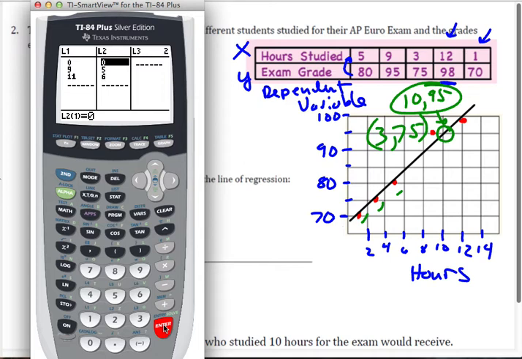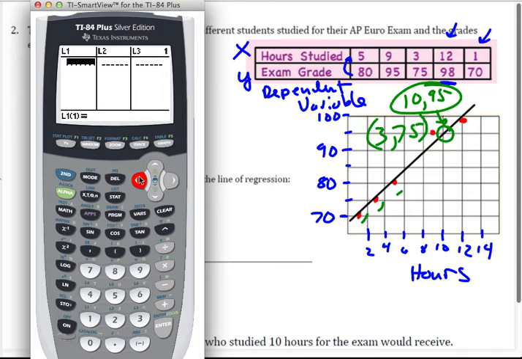L1 is column 1 and L2 is column 2. L1 is basically my x values and L2 is basically my y values. So we're going to plug this data in. There's already data in these columns, so I want to clear out the data. So arrow up and hit clear. When I hit clear and then enter, it clears it out so I can put that data in. So I'll go over here and do the same thing. Hit clear, arrow up to L1, hit clear, and then enter. And back over here. So now I'm going to enter in all my data.